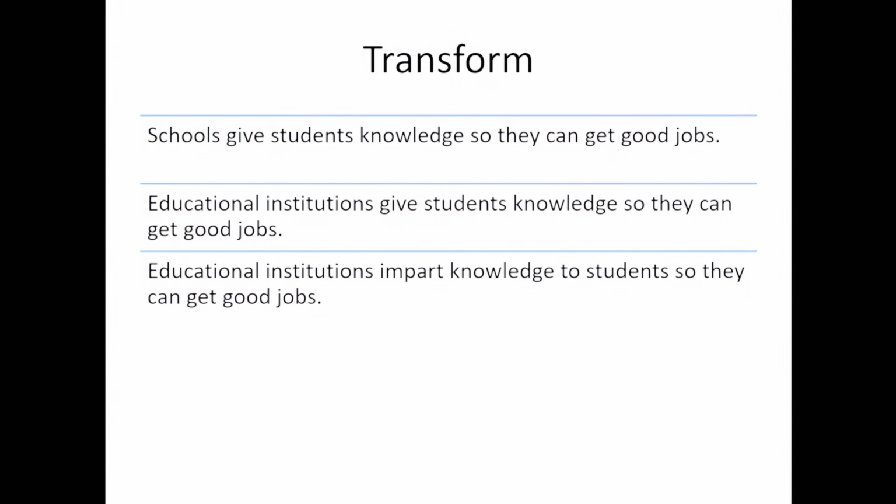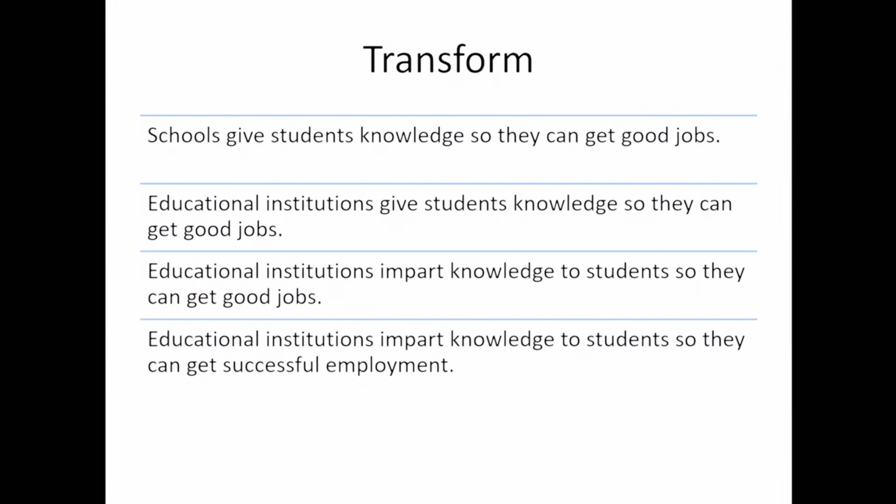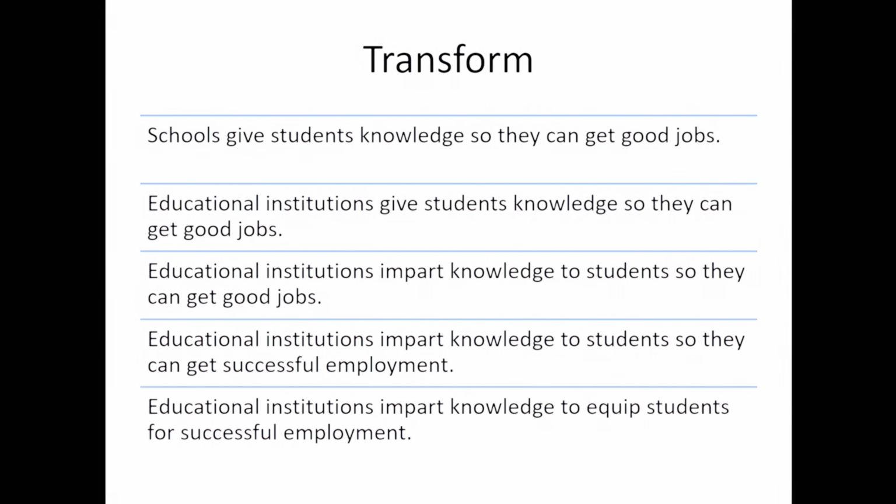All right, so let's look again. How can we improve it further? Let's look at good jobs. That sounds very basic. Educational institutions impart knowledge to students so they can get successful employment. And now let's change the whole thing. Educational institutions impart knowledge to equip students for successful employment.